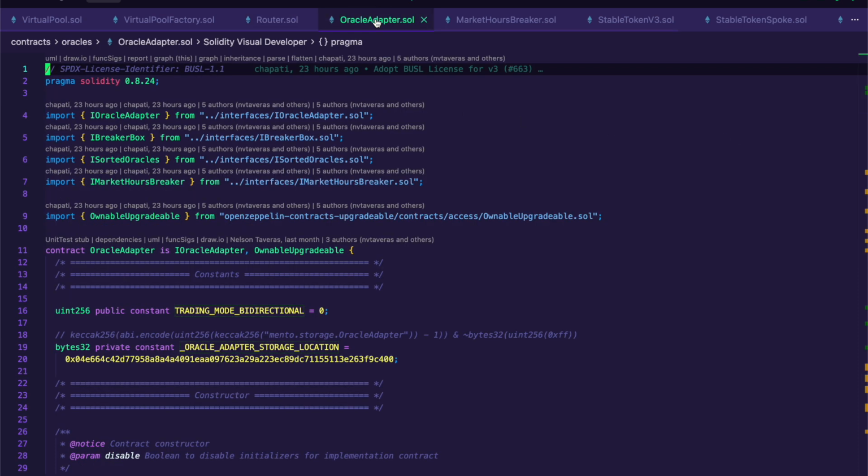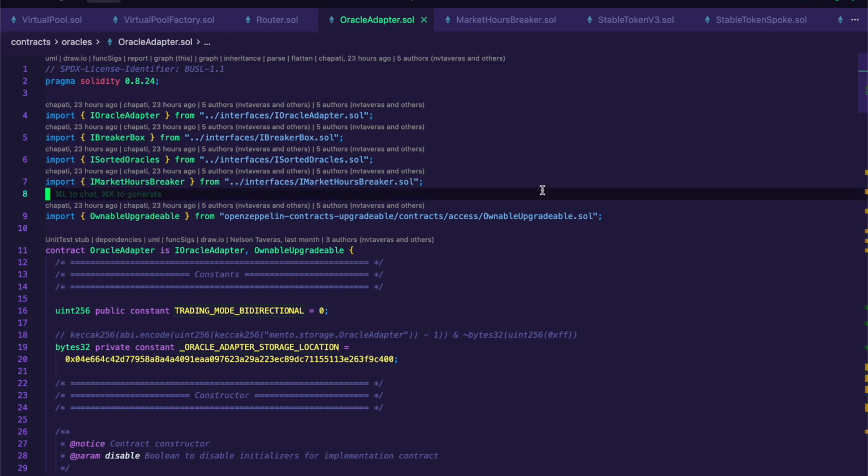We also have an Oracle adapter contract, which exposes all Oracle-related information to the Mento v3 protocol. This means it exposes the rate, but also information around market conditions, as well as circuit breakers.